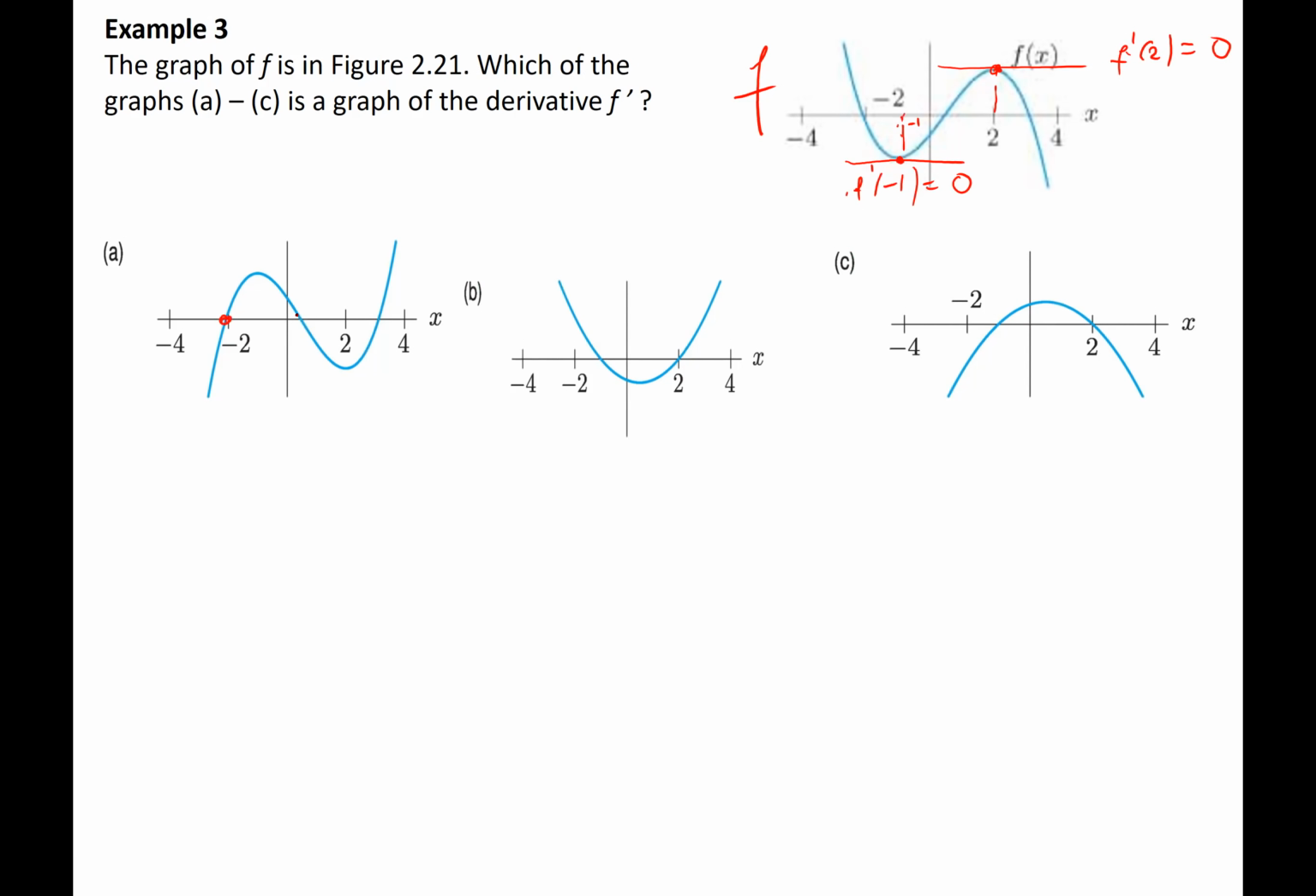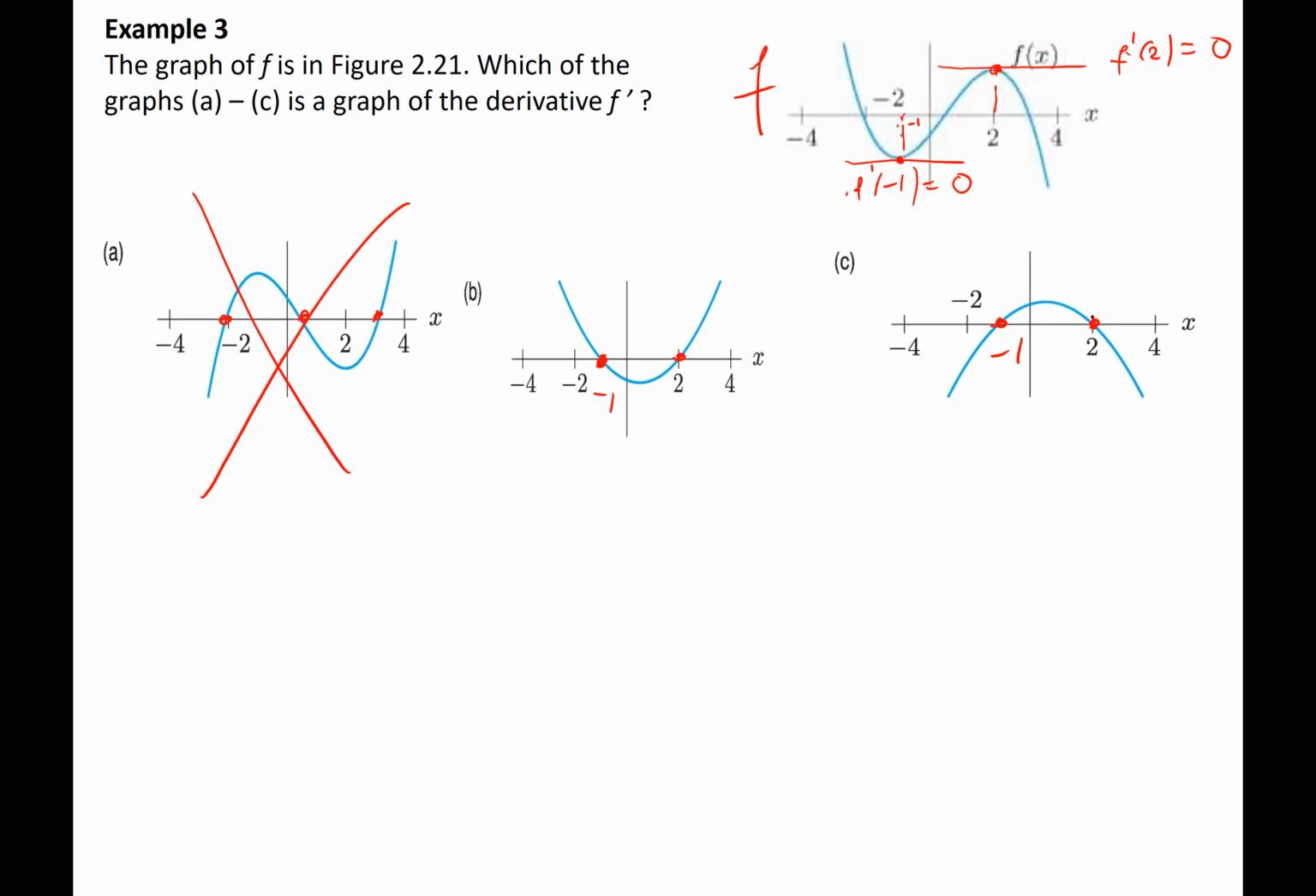And then I'm looking. This one has 0 here, 0 here, and 0 here. That's wrong. This one has 0 at -1 and 0 at 2. Possibly, but let's look at this one. 0 at -1, 0 at 2. Based on that information, I only eliminated A. Okay, let's see B and C.